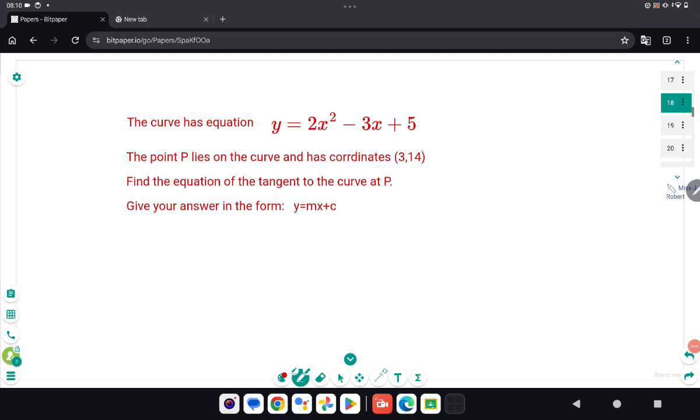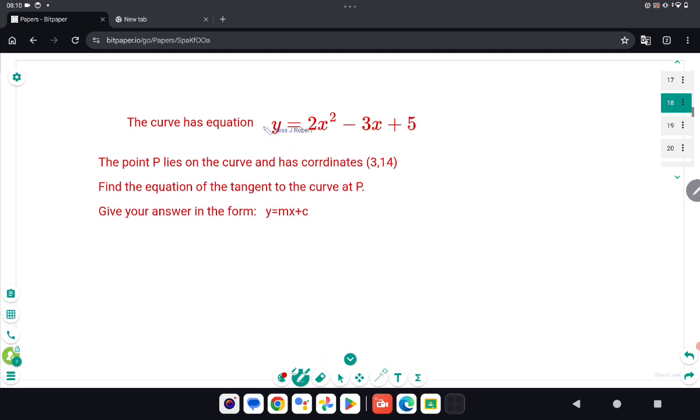We're going to look at a slightly more in-depth question. We've got the curve with equation y equals 2x squared minus 3x plus 5. We've got a quadratic curve. Point P lies on the curve and has coordinates (3, 14). Find the equation of the tangent to the curve at P. Give your answer in the form y equals mx plus c.